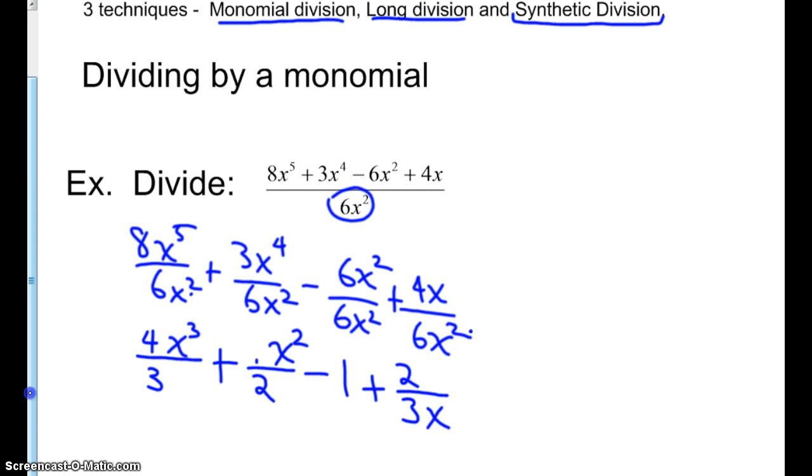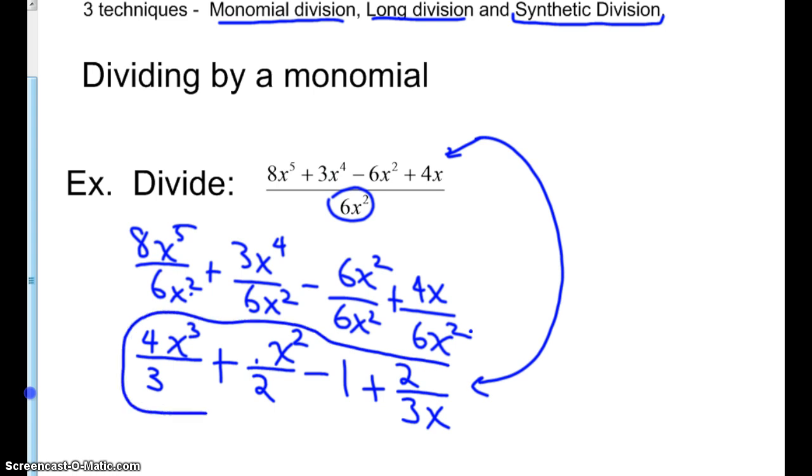So when I divide this original problem right here by 6x squared, I end up getting this as my full answer. And that's how we do monomial division. Not bad, just, again, divide each term by the single term on the bottom. Now, again, this is reliant. The only time you can do this, you can only have a single term here.